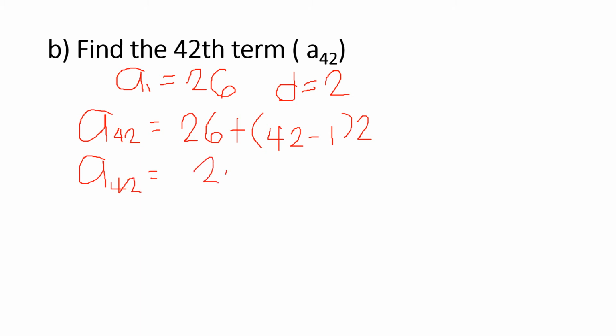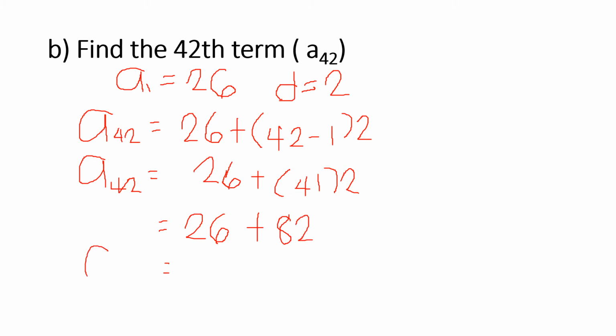So our A42 equals 26 plus 41 times 2. So we have 26 plus 82. Then the answer is A42 is 26 plus 82. We have 108. Yeah. So this would be our 42nd term.